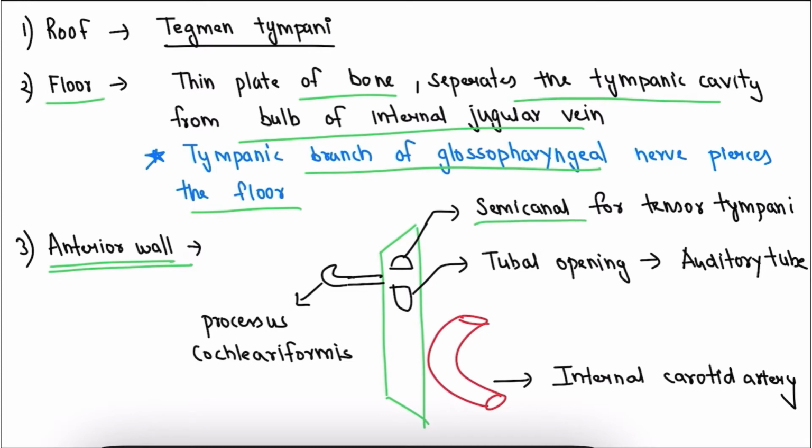The first one is the semicanal for tensor tympani. Tensor tympani is a muscle that is present in the middle ear, and the second opening is the tubal opening for auditory tube. And outside the anterior wall we have the internal carotid artery, and in between the two openings we have processus cochleariformis. So the 3 points that you have to remember in anterior wall is the two openings. The first one for tensor tympani, second one for auditory tube, and the third is outside the anterior wall we have the internal carotid artery.